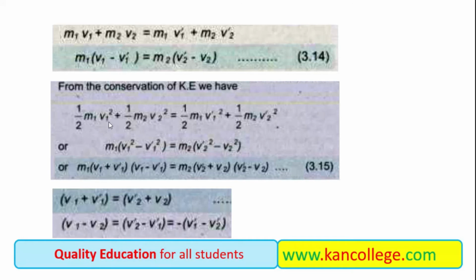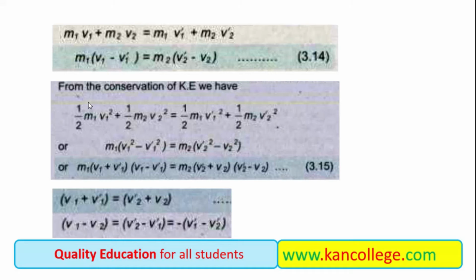is half m1 v1 square plus half m2 v2 square. And after collision, the velocities get changed. They become v1 dash and v2 dash. So the total kinetic energy will be changed, but the sum of kinetic energies will be equal to the kinetic energy before collision.